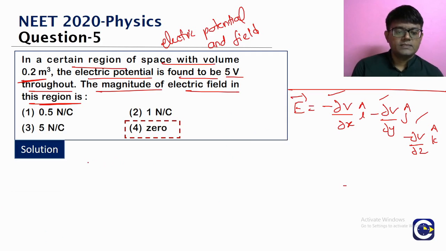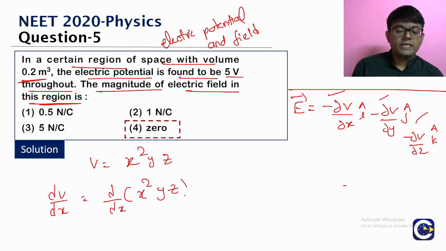What does this dou mean? Look at it. If you have voltage equal to, I am just giving one expression, x square y z. This is not related to the problem, I am just taking one example. If we are doing dv by dx, then this is nothing but the derivative of x square into y into z. If you take a derivative, we have to apply the product rule, since x is a variable, y is a variable, z is a variable.